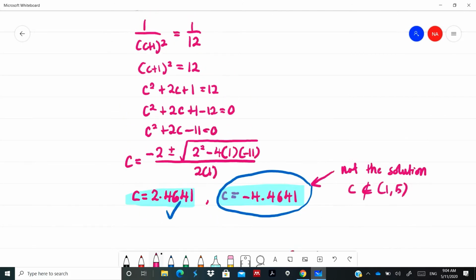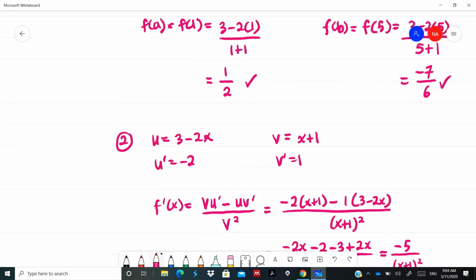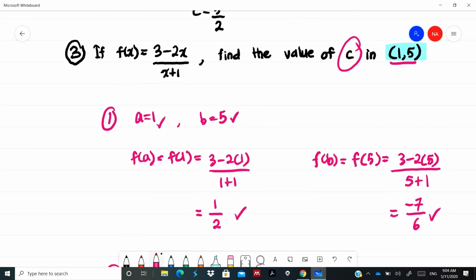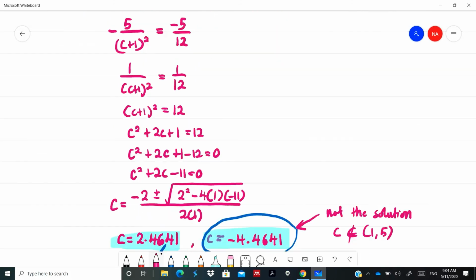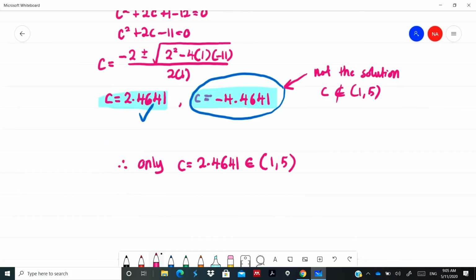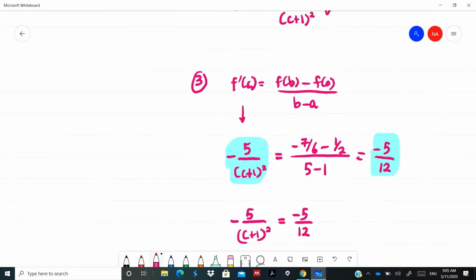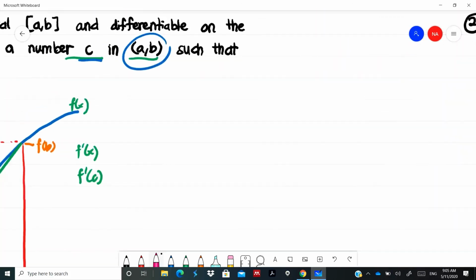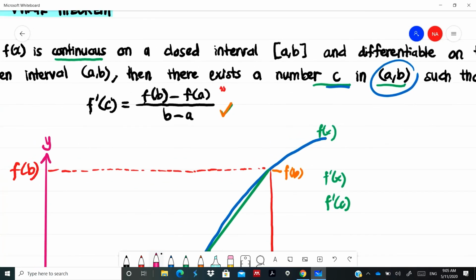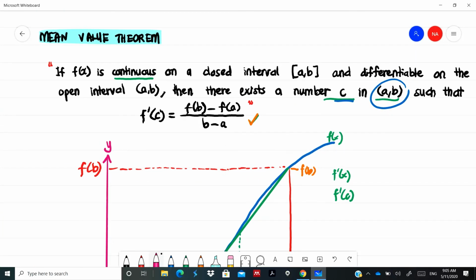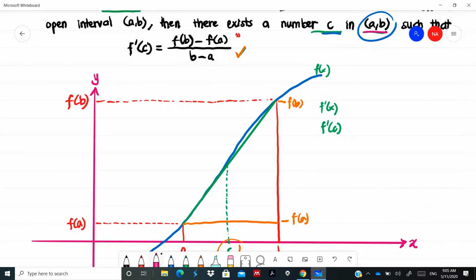So for this type of question, if we have more than one value of c, we have to check which values of c are in between that interval. It can be many values, but it depends on the question. In this case, only this value is inside that interval. All right, so that's basically what the mean value theorem is. We recall that we have to find the value of c within that interval using this equation. So that's it. Thank you for watching.